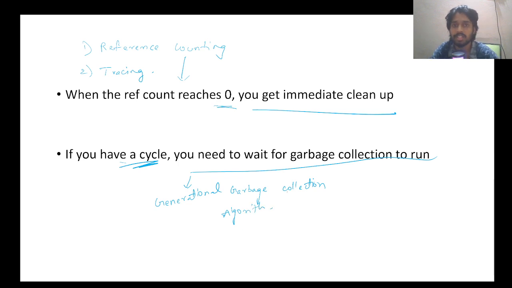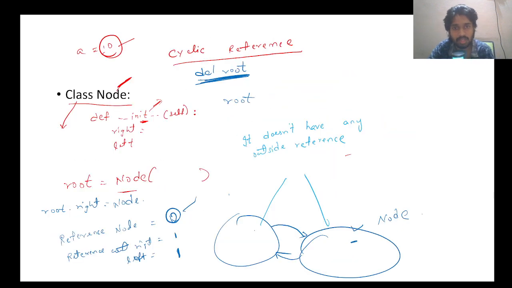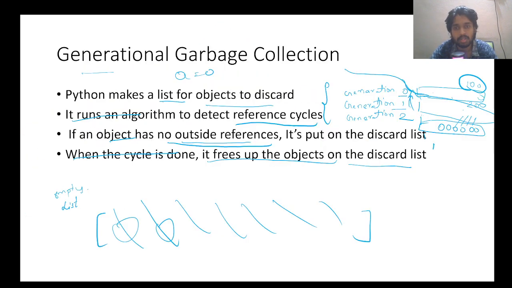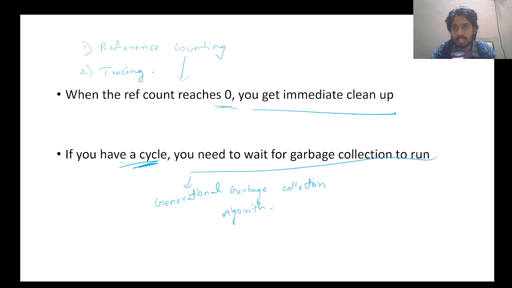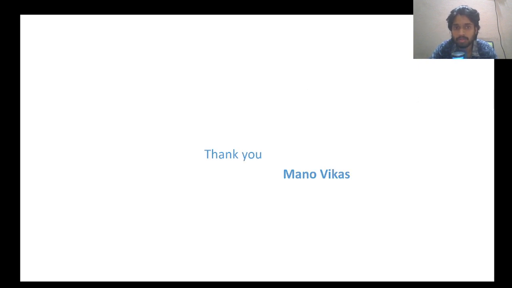When an object is created, the reference count is incremented when we have new references. When the reference count becomes 0, the object automatically gets cleaned up. But what is meant by a cycle? We already discussed it here. When we don't have any outside reference, it's impossible to make the reference count 0. So that's when the generational garbage collection algorithm gets implemented. Objects with cyclic references get cleaned up by the generational garbage collection algorithm.